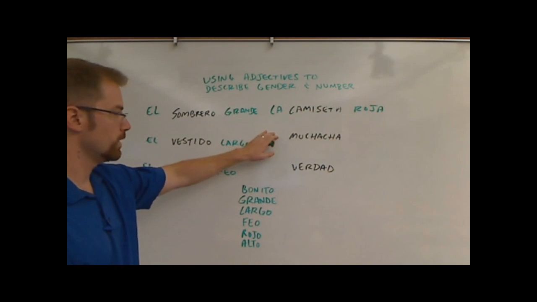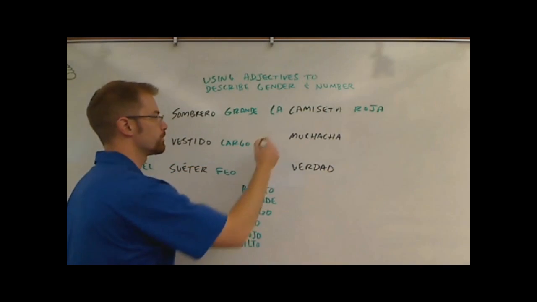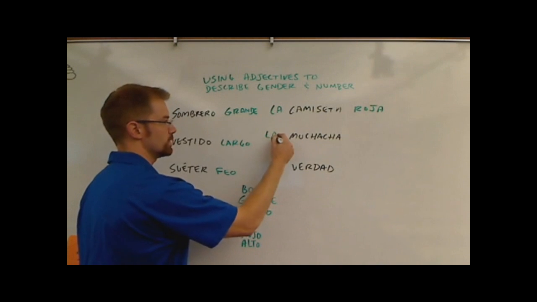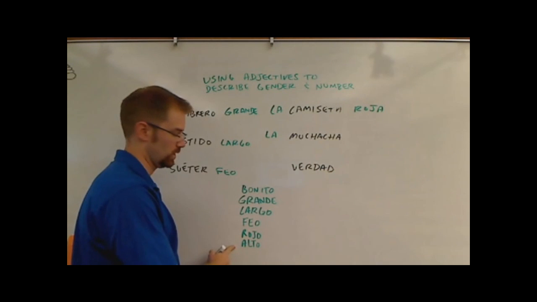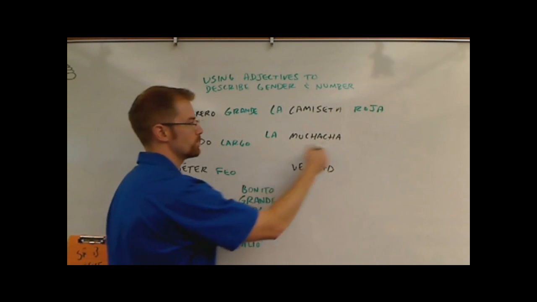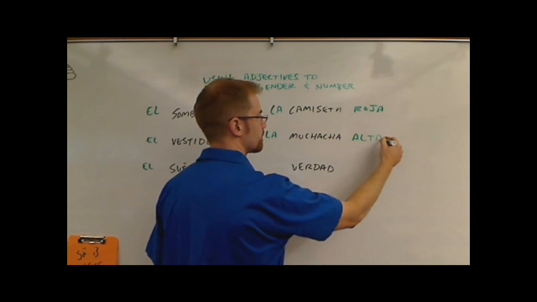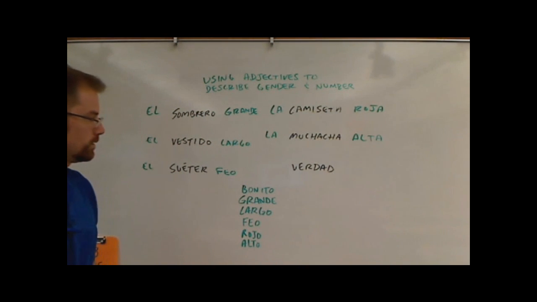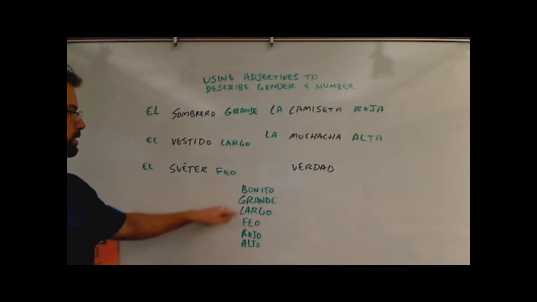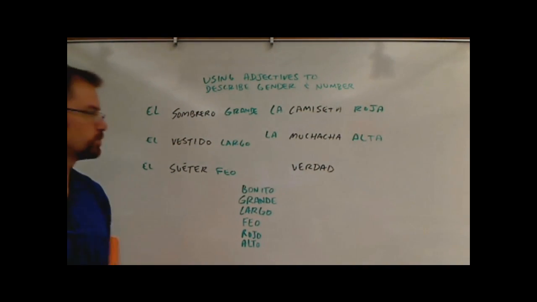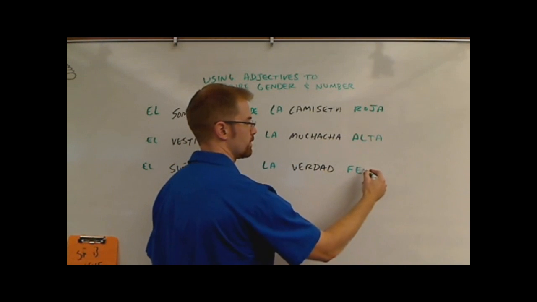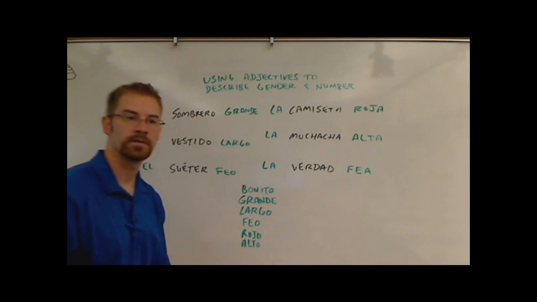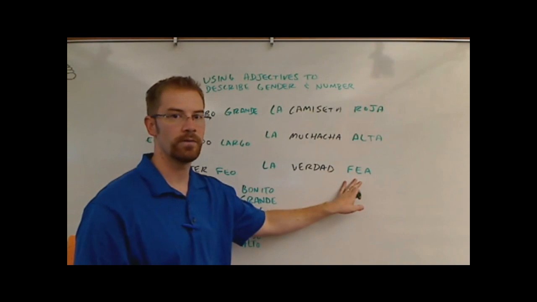Maybe we have a girl, and she's tall, so we're going to call her the tall girl. The word tall is right here. Notice I have the word written down as alto, but the girl is feminine, obviously, so I'm going to need to make this adjective feminine. To do that, la muchacha alta. And then we'll call it the ugly truth. La verdad. I'll call it fea, because this is feminine, so I make feo feminine.